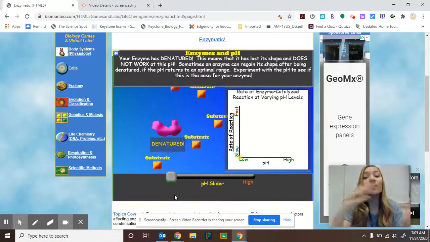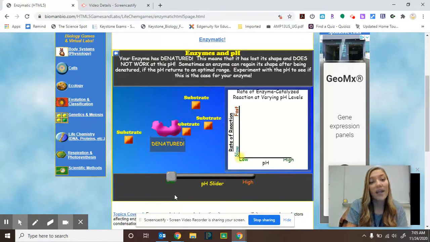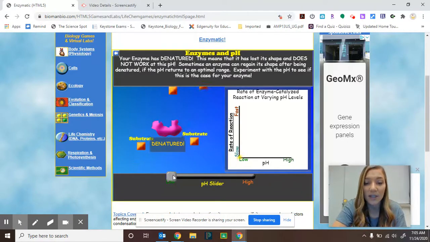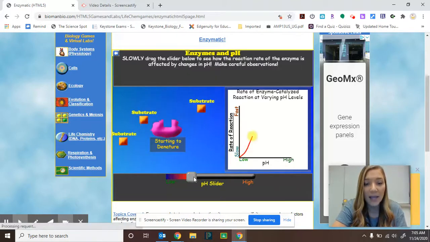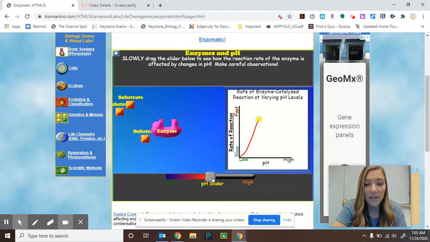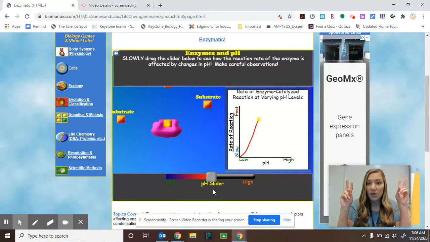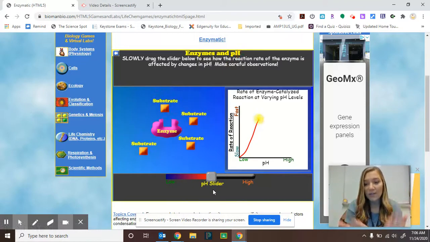Sometimes an enzyme can regain its shape after being denatured if the pH goes back to its optimal range. So let's see if that's true for this particular enzyme. Let's go back to my ideal pH somewhere here in the middle. Oh, look, it still works. So sometimes it can be reversed when we're talking about pH.